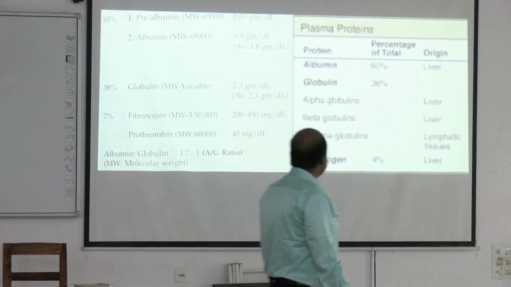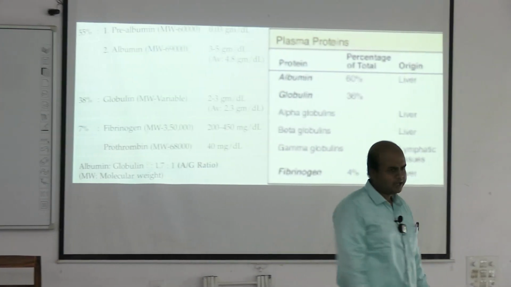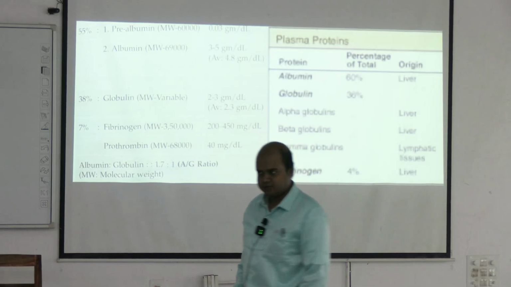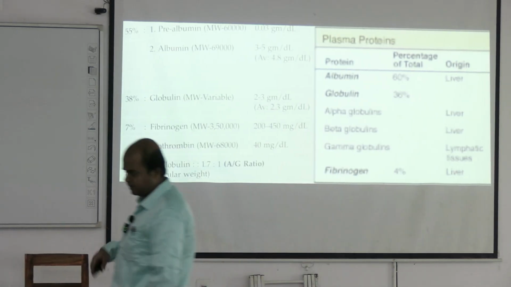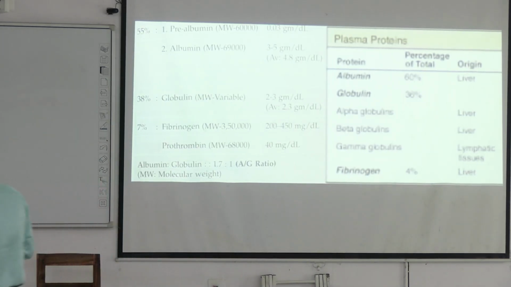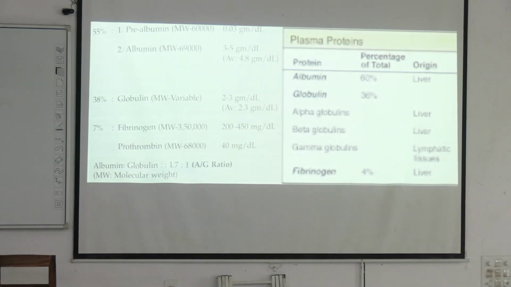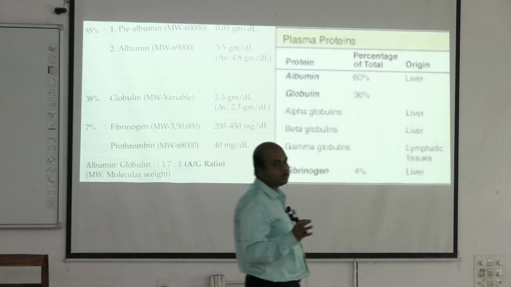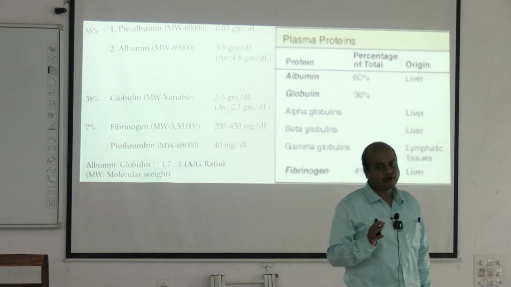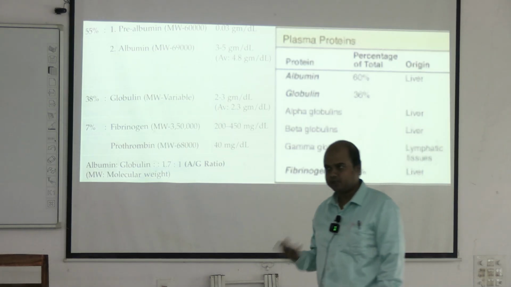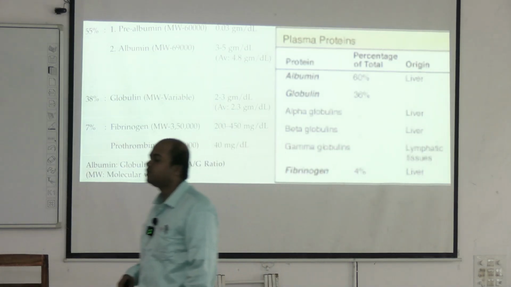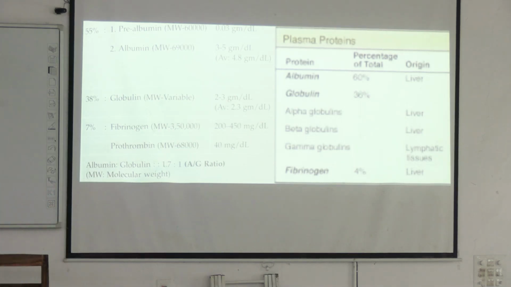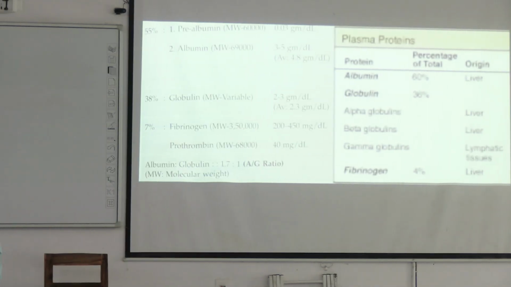The major plasma protein in the body is albumin. Then there is globulin. If you have to write the types of plasma proteins, then mostly we talk of albumin, globulin and fibrinogen. Fibrinogen, you know, is one of the blood clotting factors. We will discuss the clotting factors in the subsequent classes. There is one single competency on that, blood coagulation.